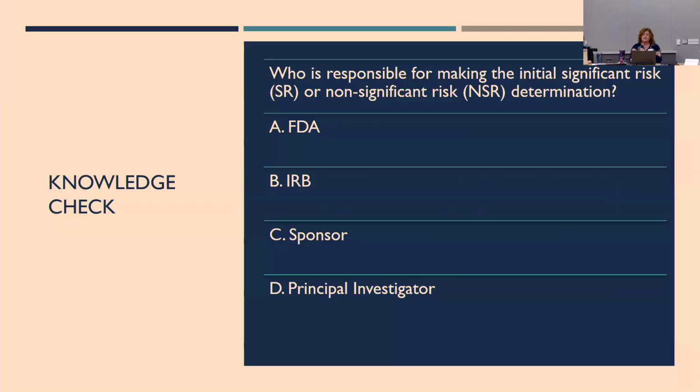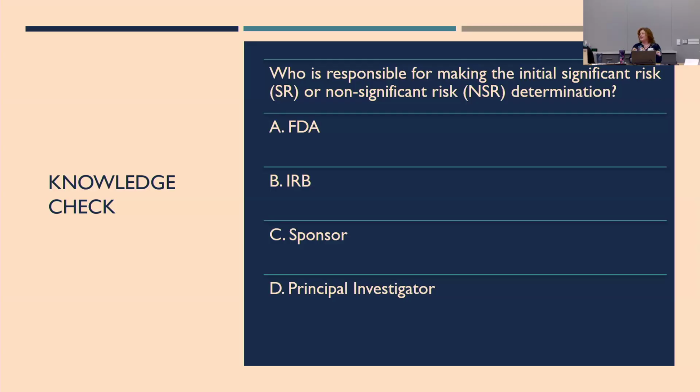All right, next one. Who's responsible for making the initial significant risk or non-significant risk determination? FDA, IRB, sponsor, or principal investigator? Sarah's working on launching it in Zoom. There we go.